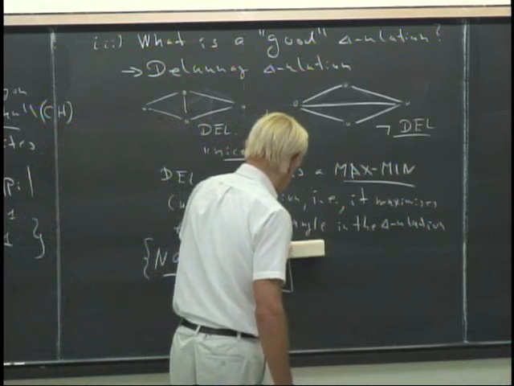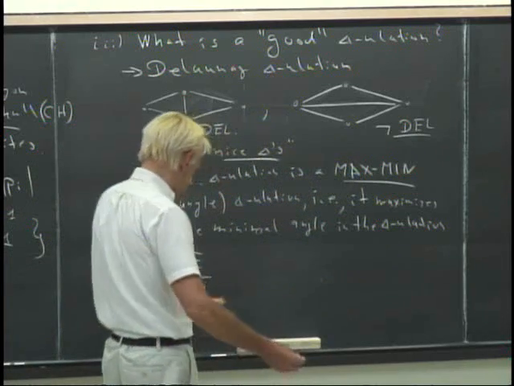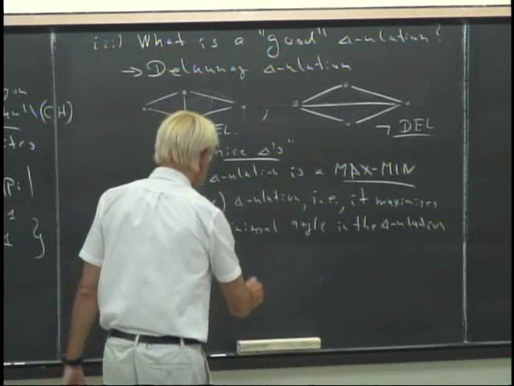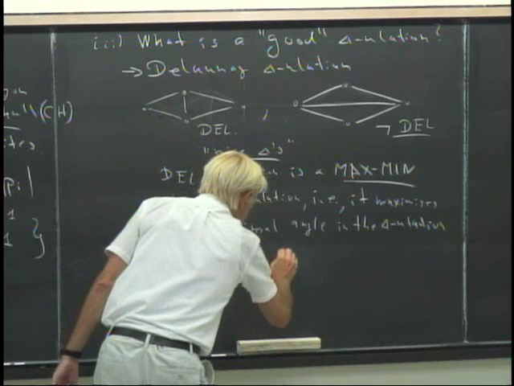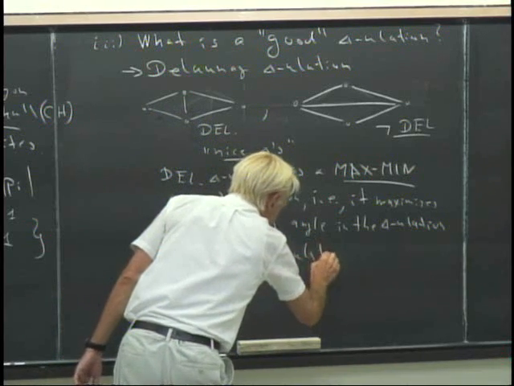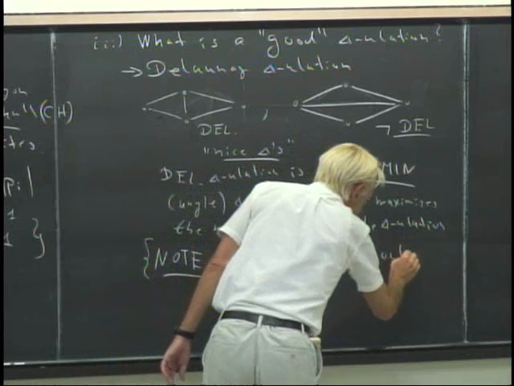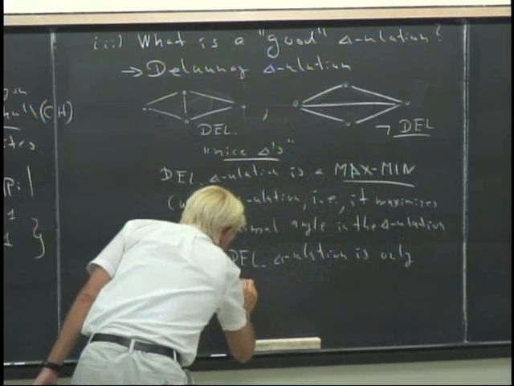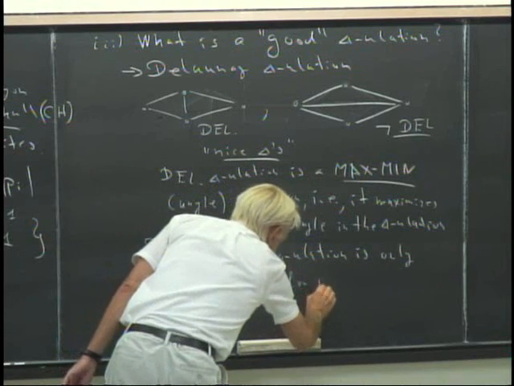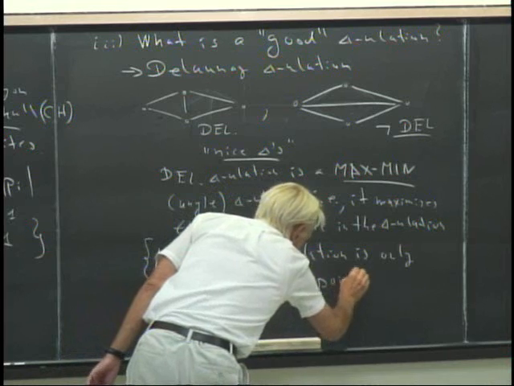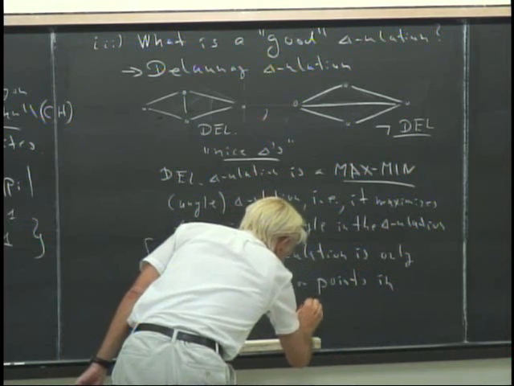Okay, so note, when points are not in general position, then you can have non-uniqueness. A Delaunay triangulation is only unique for points or sites, for points in what is called general position.